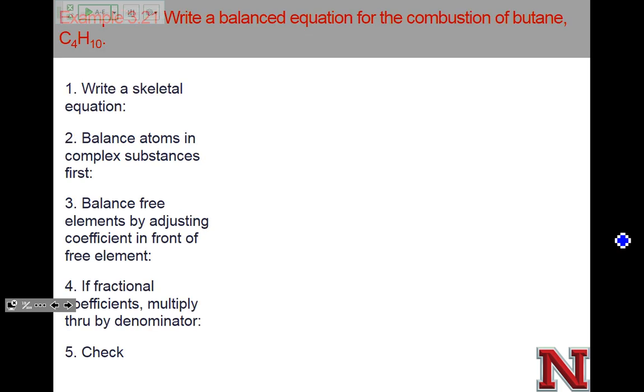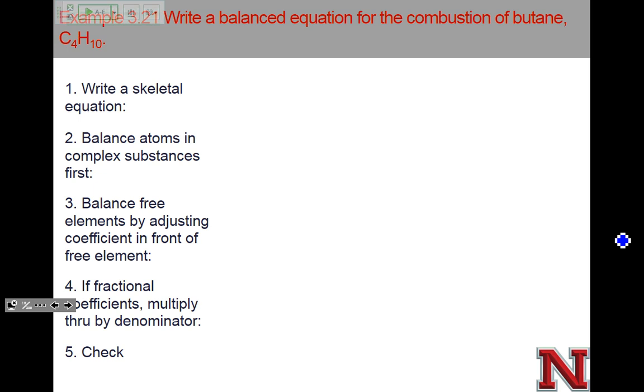So let's do some balancing of equations. So remember, the key for this balancing of equation is that we have to have the same amount of atoms of each element that we start with and that we finish with. And it's all based on our law of conservation of mass. So you can follow these. You don't really have to, but these are just to help you.